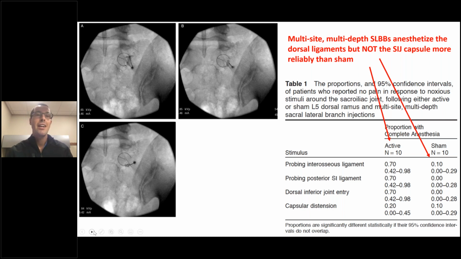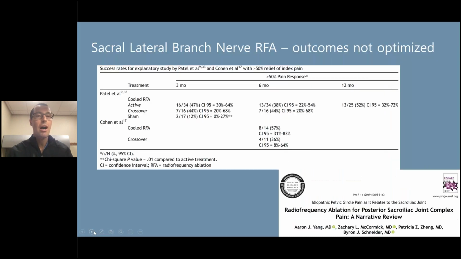And knowing that if these patients respond to that type of block, they should respond to radiofrequency neurotomy of those sacrolateral branch nerves. This is showing outcome data. The two best, tightly controlled, randomized controlled trials, Patel and Cohen, both had essentially a 50% responder rate. And that probably has to do with selection criteria. It may have to do with technique as well. If we go to the next slide, we can learn from some of the retrospective data.